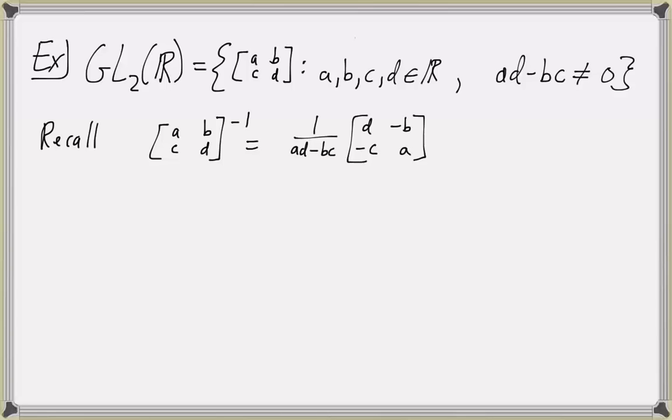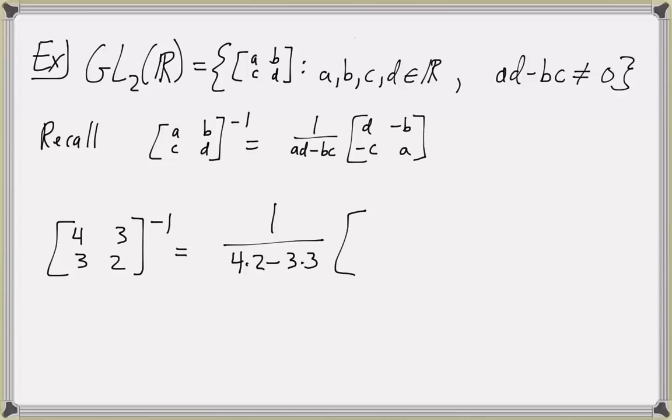So specifically, for an example, the inverse of the matrix 4, 3, 3, 2 is 1 over 4 times 2 minus 3 times 3. So the determinant is negative 1, times the matrix 2, negative 3, negative 3, 4. And so the inverse is the matrix negative 2, 3, 3, negative 4.